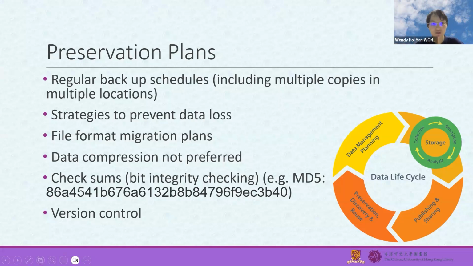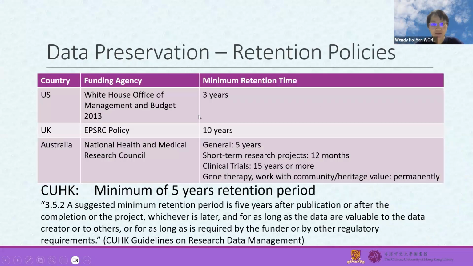And version control, this is regarding the preservation plan. How many years should you keep your files? 3 years, 10 years, any longer? Is it of very important value that can be permanently kept? For CHK, we advise in the CHK guidelines on research data management, at least 5 years of retention period is advised.